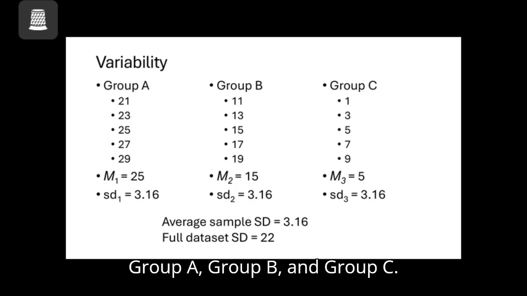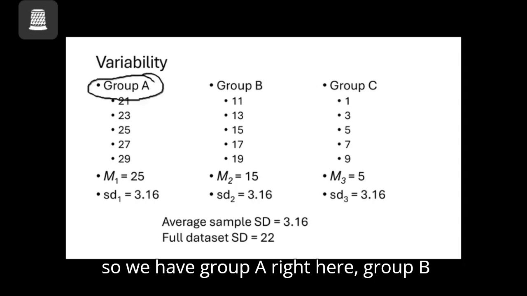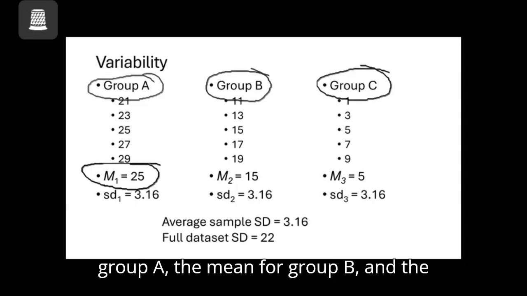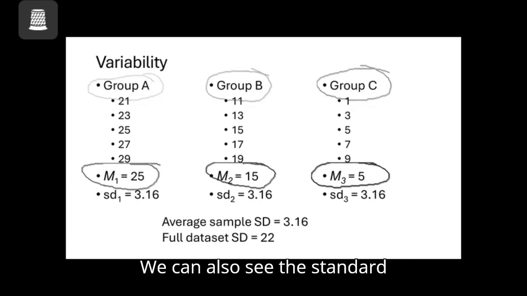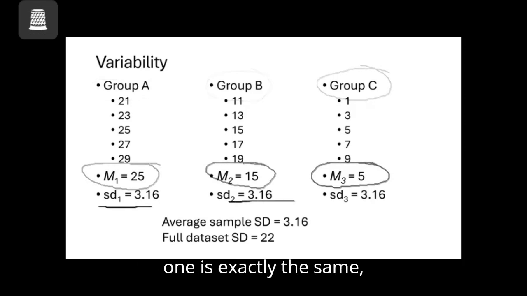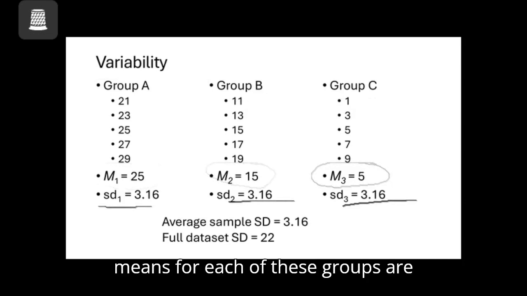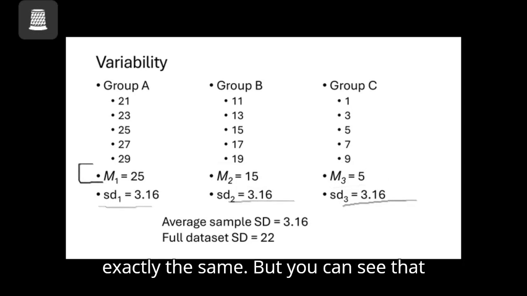So we have three groups here, Group A, Group B, and Group C. Each group has 5 people, and you can see their scores listed just below them. So we have Group A right here, Group B right here, and Group C right here. Just below these, you can see the mean for Group A, the mean for Group B, and the mean for Group C. We can also see the standard deviation. Standard deviation for each one is exactly the same, 3.16. So although the means for each of these groups are different, the standard deviation's exactly the same.